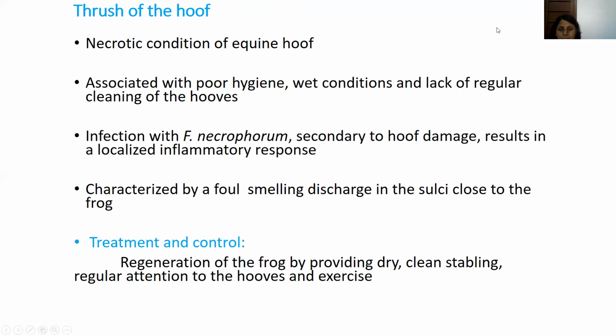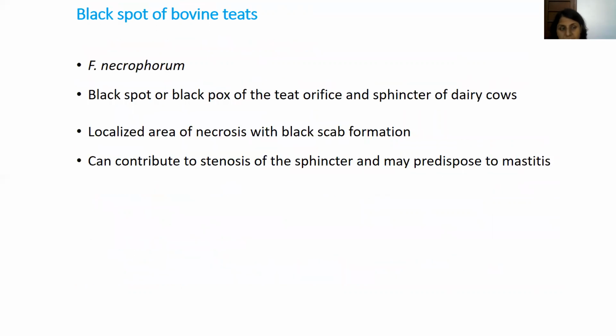These infections are secondary to the hoof damage, result in a localized inflammatory response, and are characterized by the wool spray. Treatment and control includes the regeneration of the frog by providing dry, clean conditions, regular attention to the hooves, and exercise.